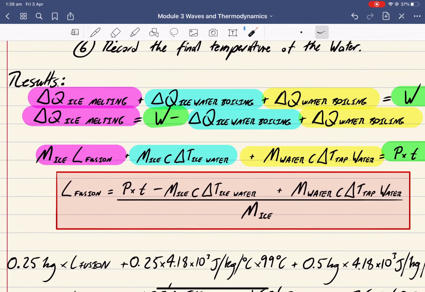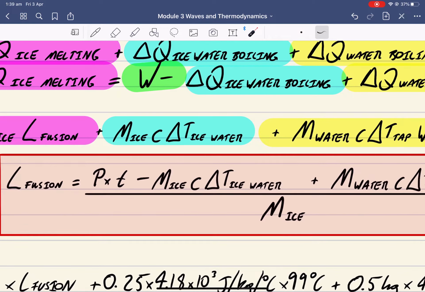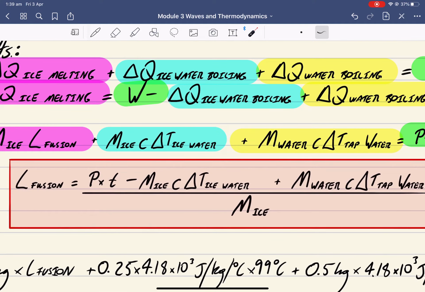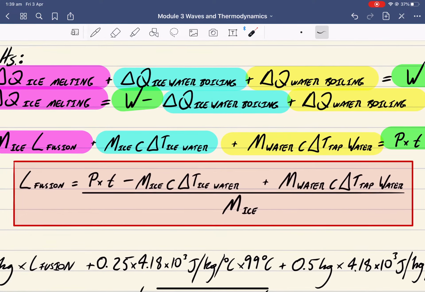And so that's our final equation. The latent heat of fusion is equal to 2,000 watts multiplied by the time that the kettle was on, minus all these energy changes we've got here. So the mass of the ice multiplied by the specific heat of water, multiplied by the change in temperature of the ice water as it comes to boil from 0 degrees.